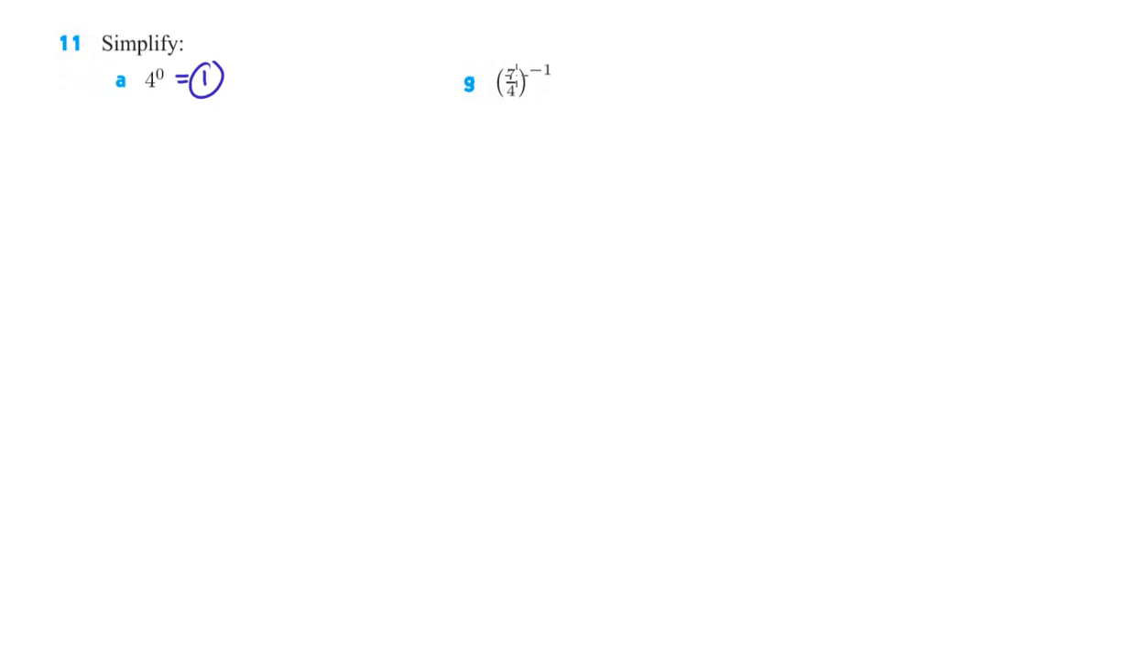G here, 7 over 4 to the negative first power. So, a couple ways to look at this. I'm going to do this. This is the same. This is a 1 here and a 1 here. So this is 7, because this negative 1 distributes to both of those parts here. So that's 7 to the negative first over 4 to the negative first.